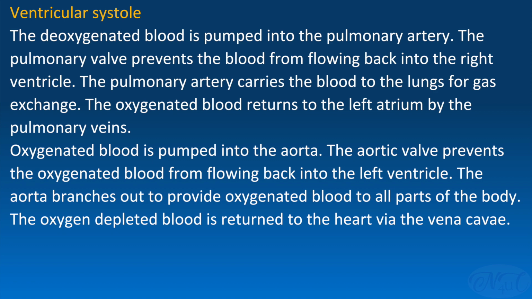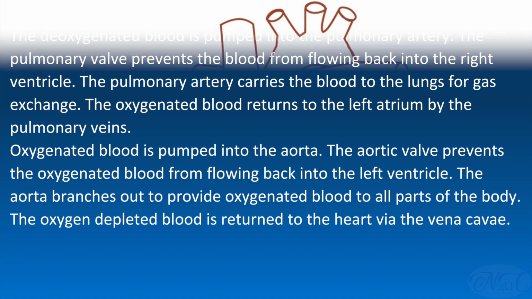The oxygenated blood returns to the left atrium by the pulmonary veins. Oxygenated blood is pumped into the aorta. The aortic valve prevents the oxygenated blood from flowing back into the left ventricle. The aorta branches out to provide oxygenated blood to all parts of the body. The oxygen-depleted blood is returned to the heart via the vena cava.